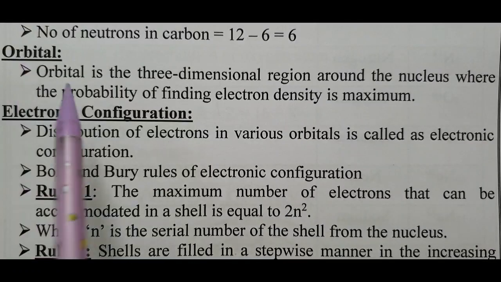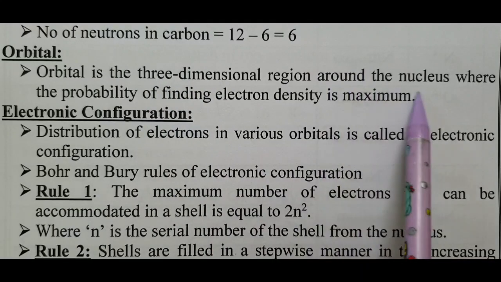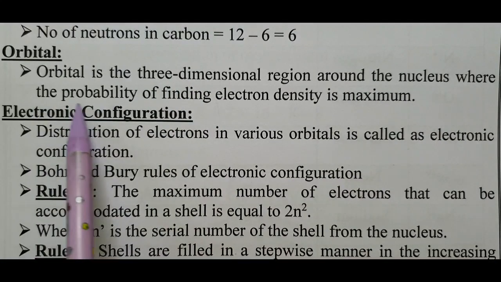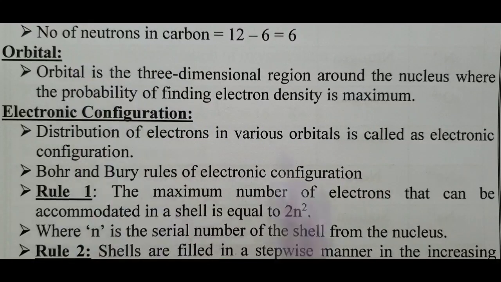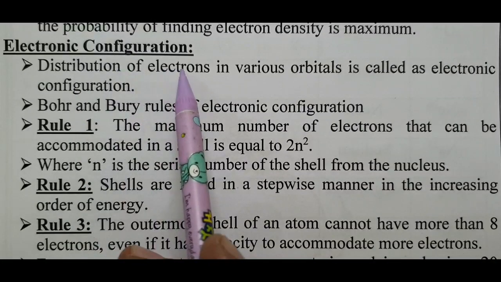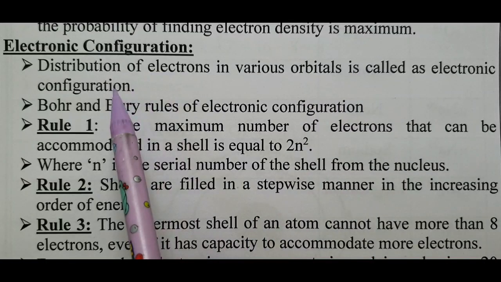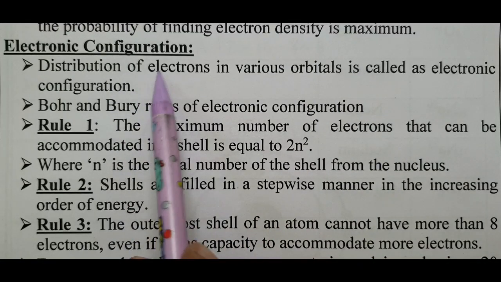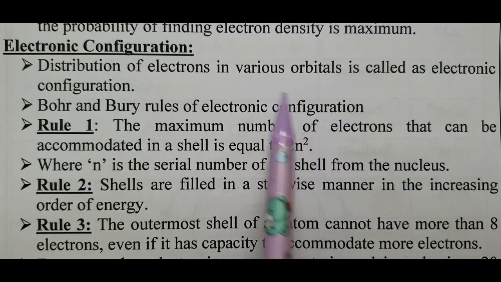What is an orbital? An orbital is a three-dimensional region around the nucleus where the probability of finding an electron is maximum. Electronic configuration: the distribution of electrons in various orbitals is called electronic configuration.